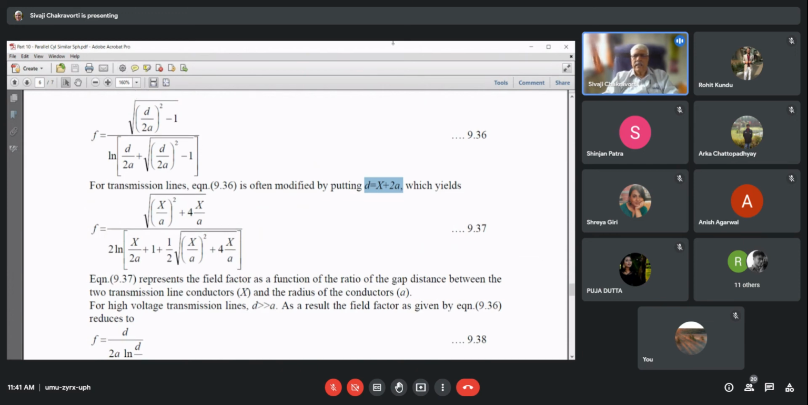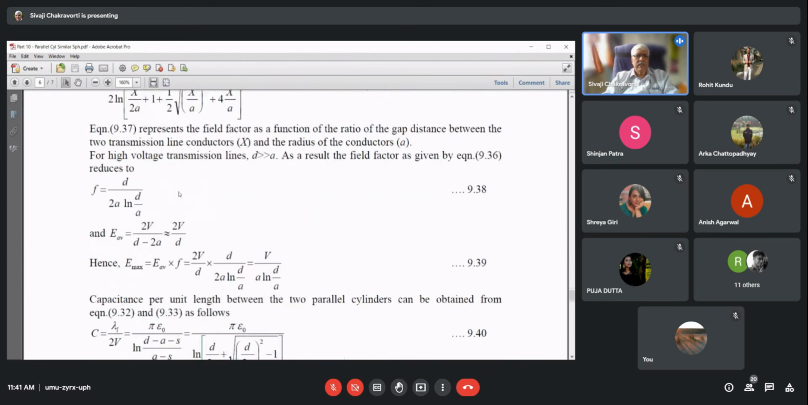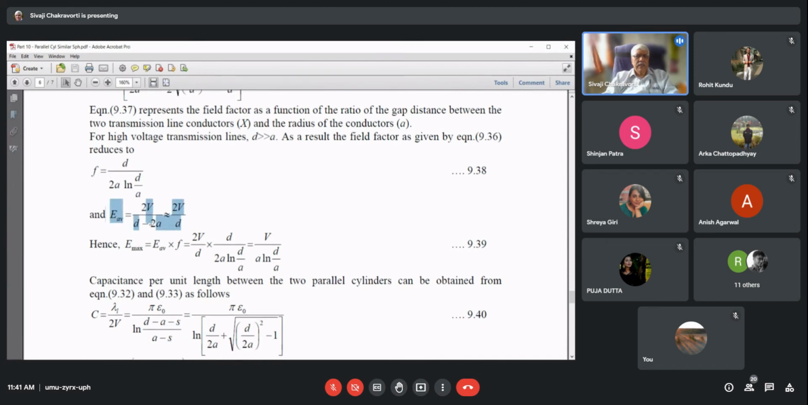But looking at 9.36, if it is a transmission line, once again d is much higher than a, and if you put that condition, then equation 9.36 will reduce to equation 9.38. This is for a real life transmission line. And for a real life transmission line, E average, which is 2V by d minus 2a, but a being very small compared to d, we can make it 2V by d.